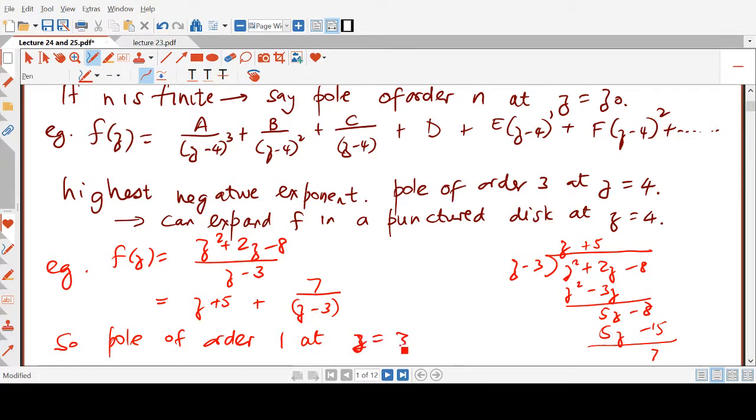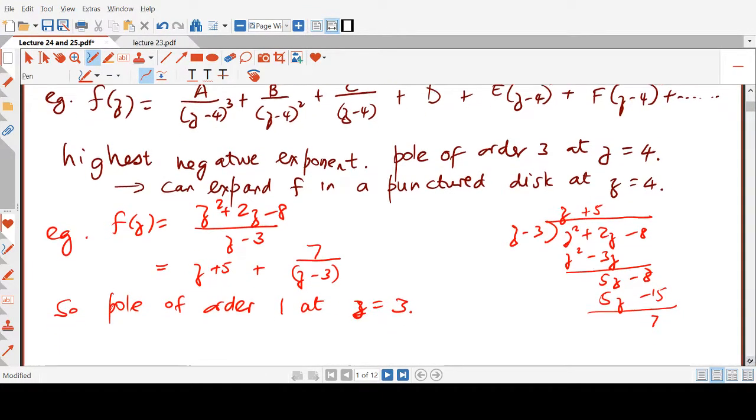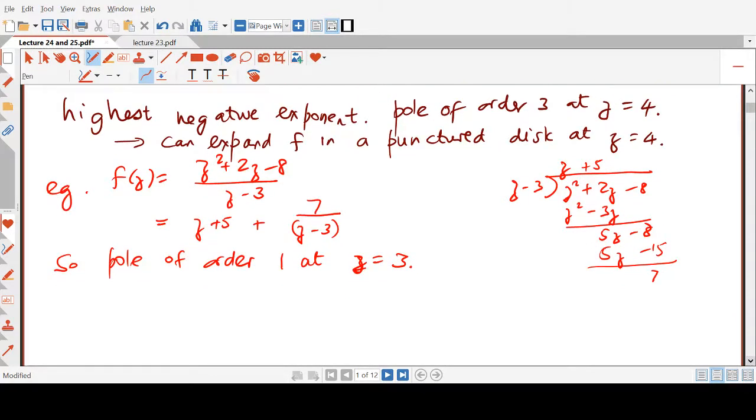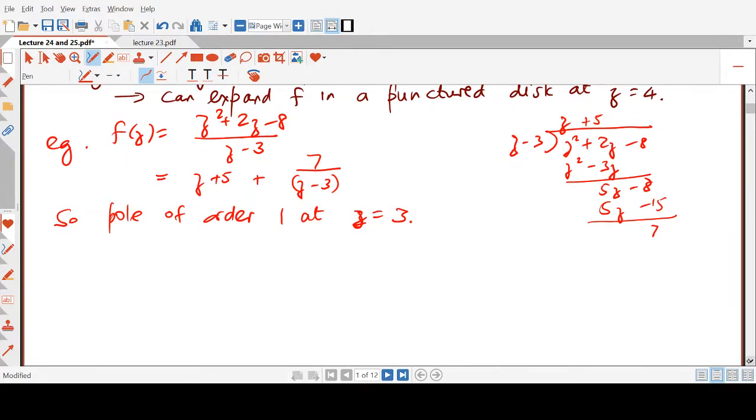This is just words now, right? But pole means the highest negative exponent. I'll try to follow this example here, which is a bit of a tricky one that's in the book. That's why I thought I'd explain it.